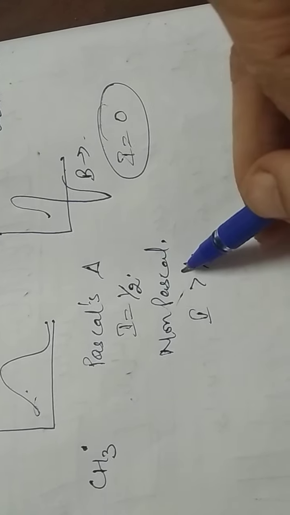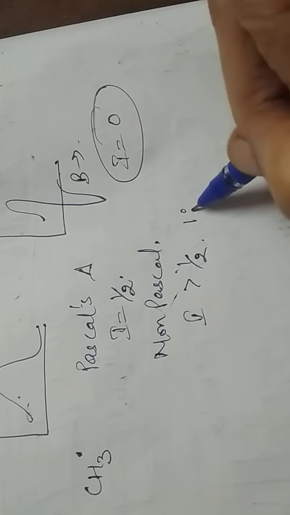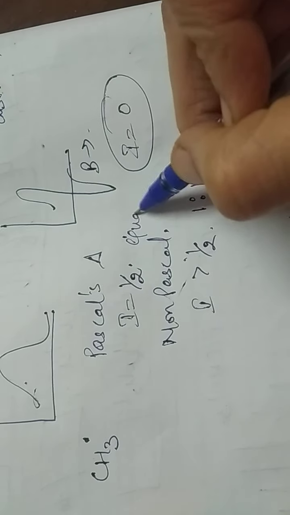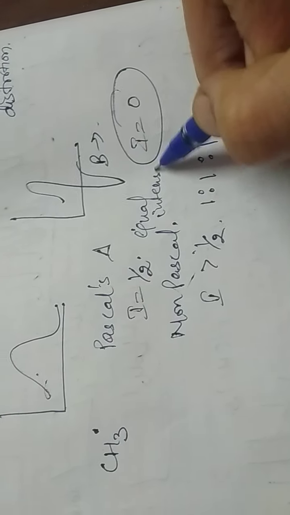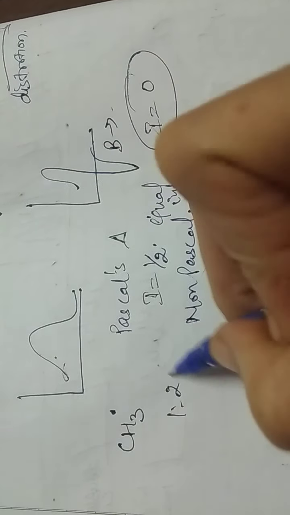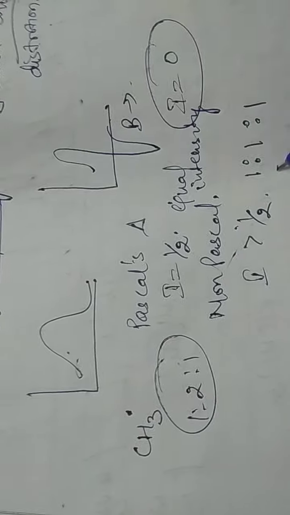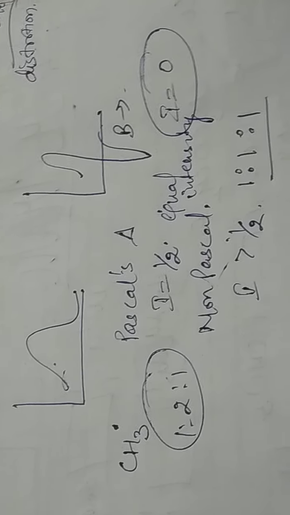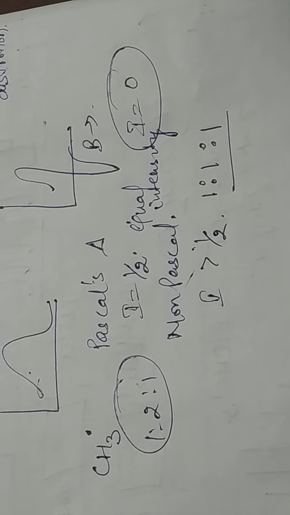And this will follow the non-Pascal triangle and your intensities as in NMR, 1:1:1. We have discussed it in inorganic NMR. You remember you used to write 1:2:1, but here the intensity used to be 1:1:1, all of equal intensity. The same thing they are going to follow. So these are a few things I wanted to mention before.